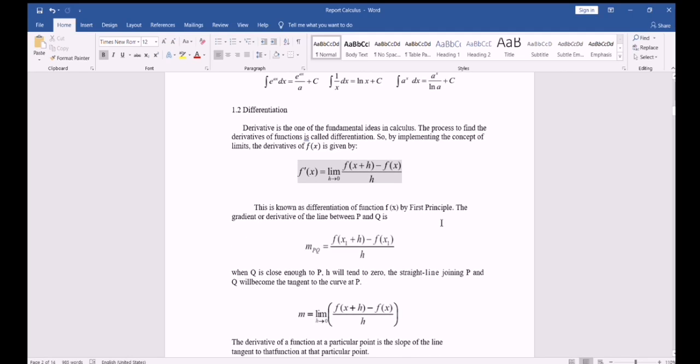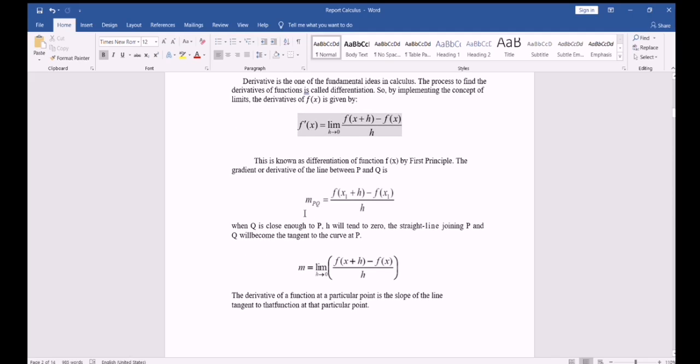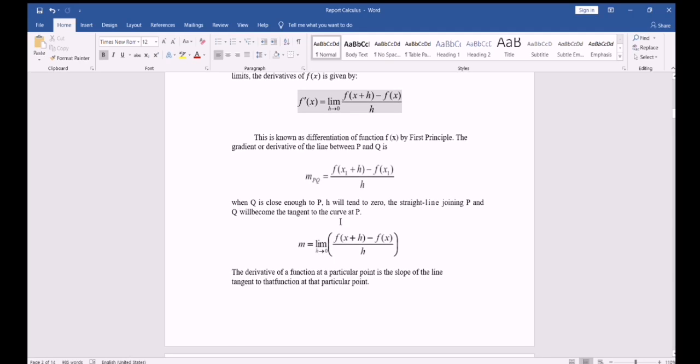So this is known as the differentiation of the function f x by first principle, the gradient of the line between P and Q. When Q is close enough to P, h will tend to 0. The straight line joining P and Q will become the tangent to the curve at P. So we got this, and the derivative of the function at a particular point is the slope of the line tangent to the function at that point.